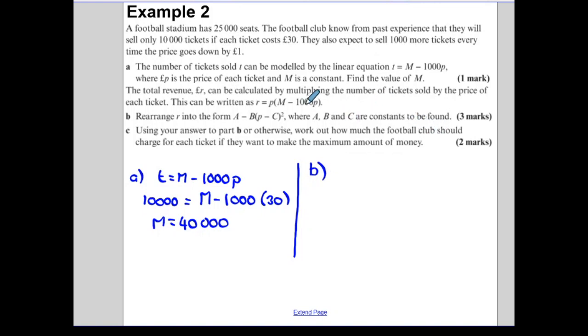Some more information is given next about total revenue, denoted by R. You would calculate your total revenue by multiplying the number of tickets sold by the price of the ticket. So we had the number of tickets sold here, times that by the price of a ticket, gives us our total revenue. And as with the previous example, we need to now express that in this form. So I would start by expanding that. That gives us a quadratic. We know what m is.